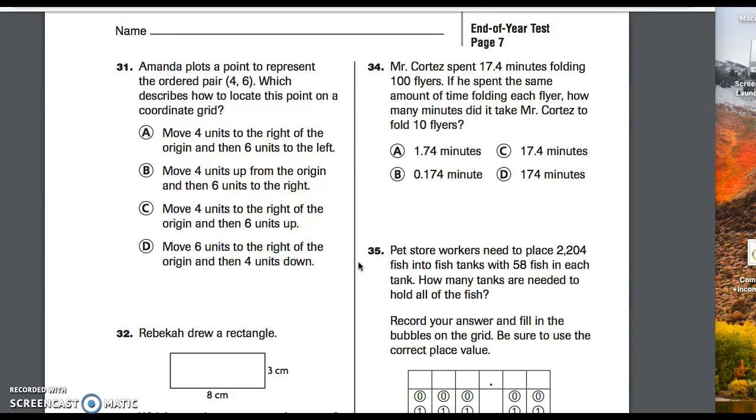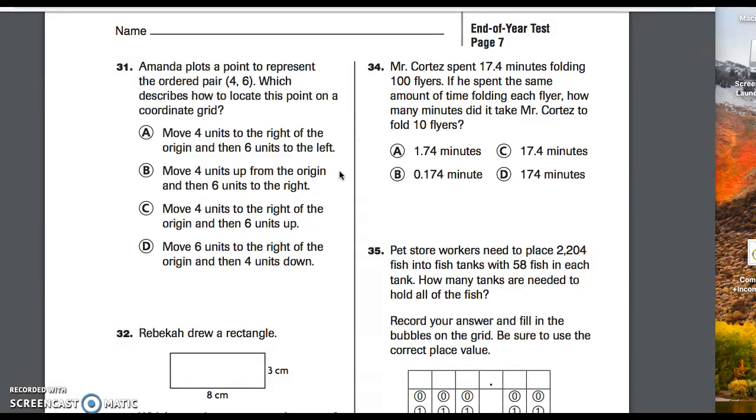Number 31. Amanda plots a point to represent the ordered pair (4, 6). Which describes how to locate this point on a coordinate grid? A. Move 4 units to the right of the origin and then 6 units to the left.